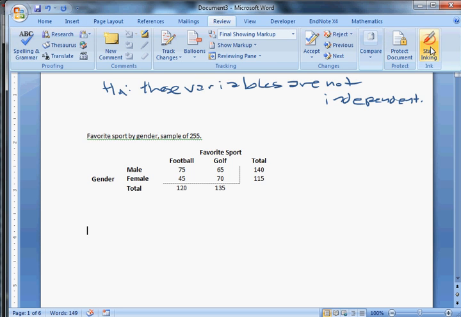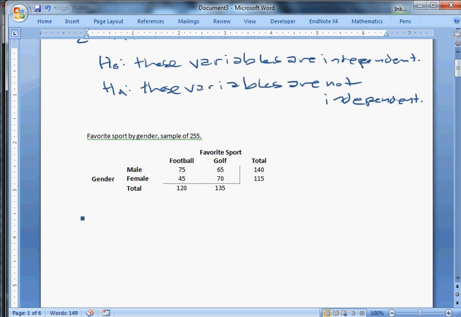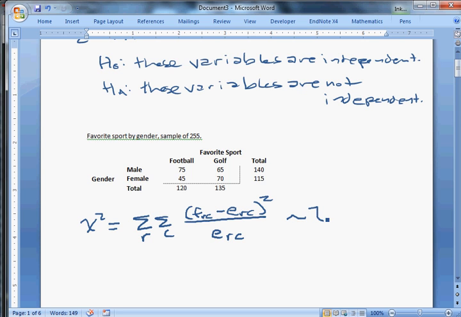Okay, so the way that we test this, much like before, is we're going to need a test statistic. If the null is true, if these variables are independent, then chi-squared is equal to the sum across rows and the sum across columns of the observed frequency for row R in column C minus the expected frequency for row R in column C, squared, divided by the expected frequency for row R in column C. Under the null, this will have a chi-squared distribution with m minus 1 times n minus 1 degrees of freedom. That looks a little messy.